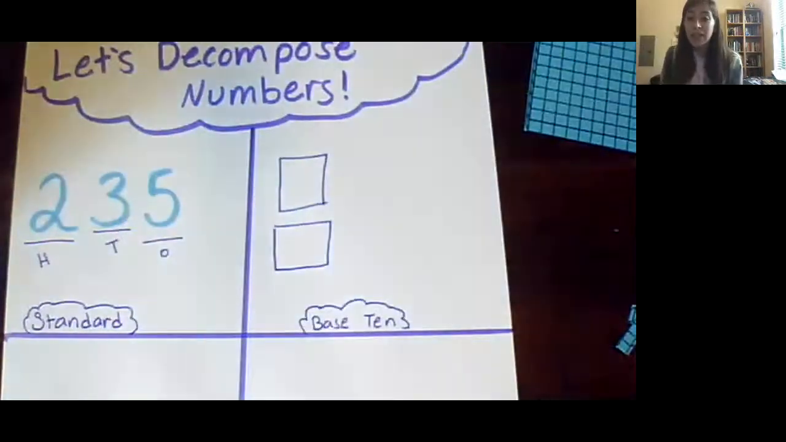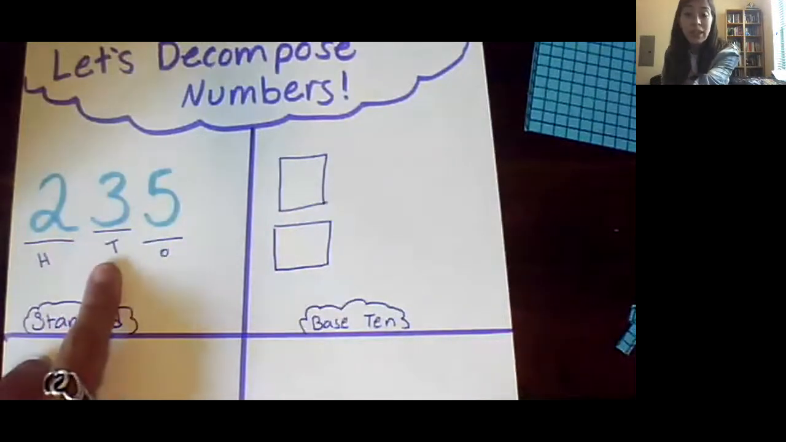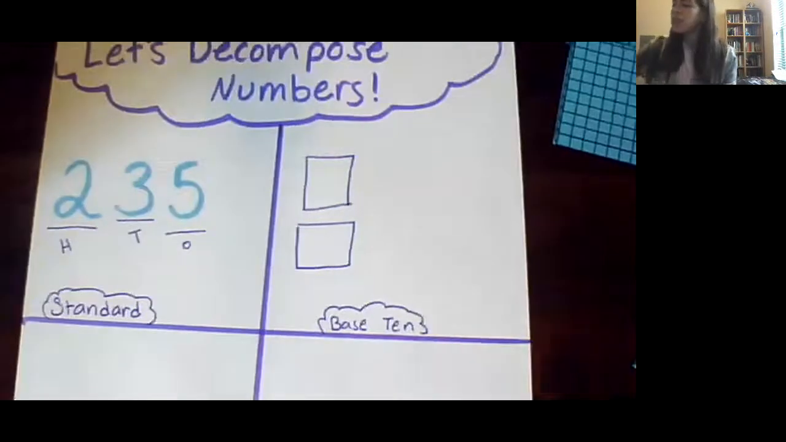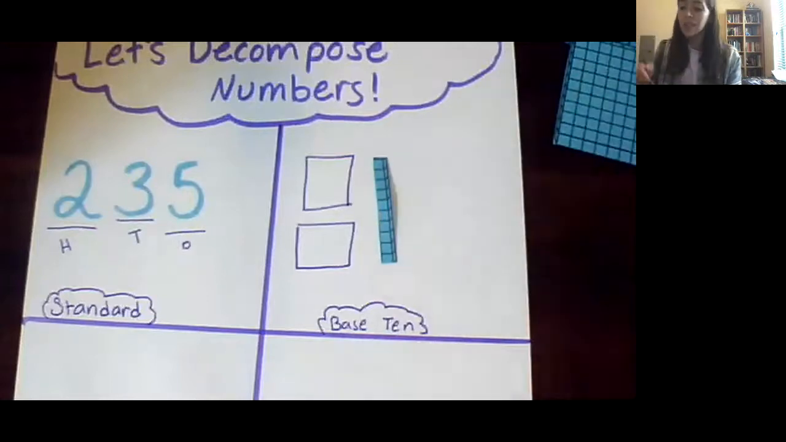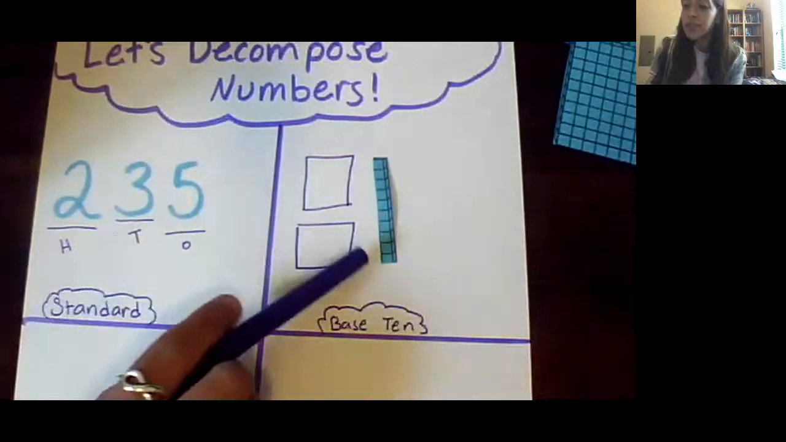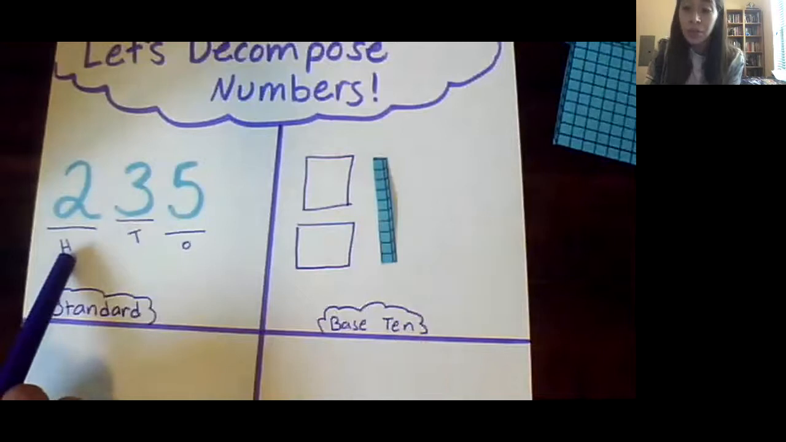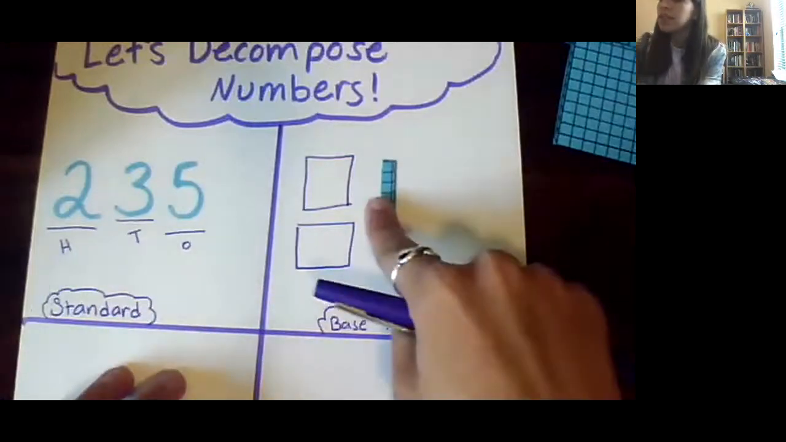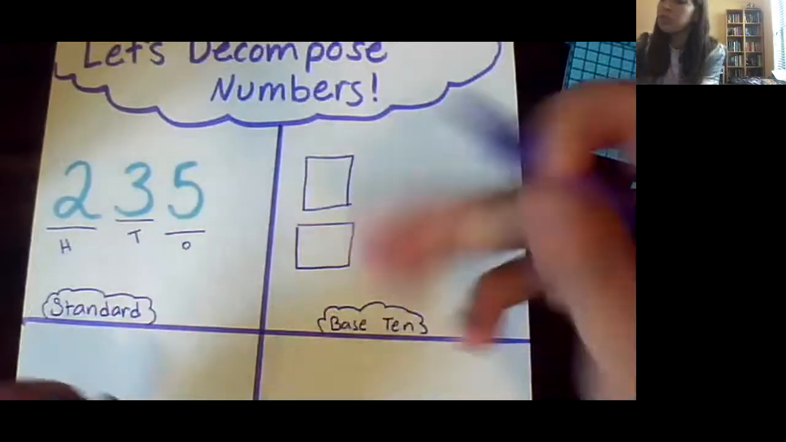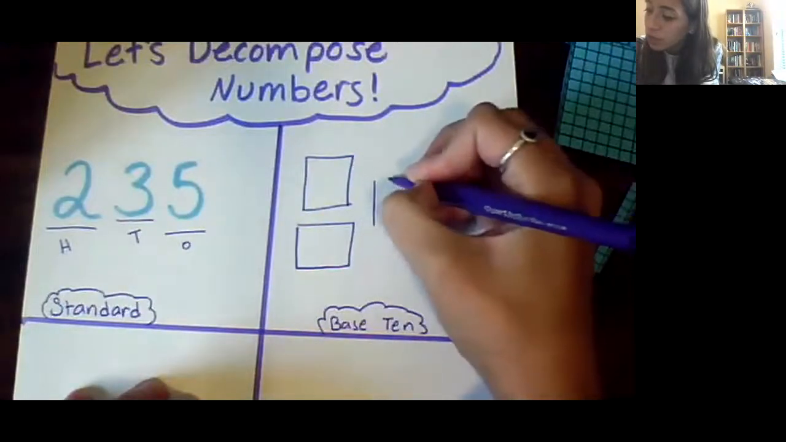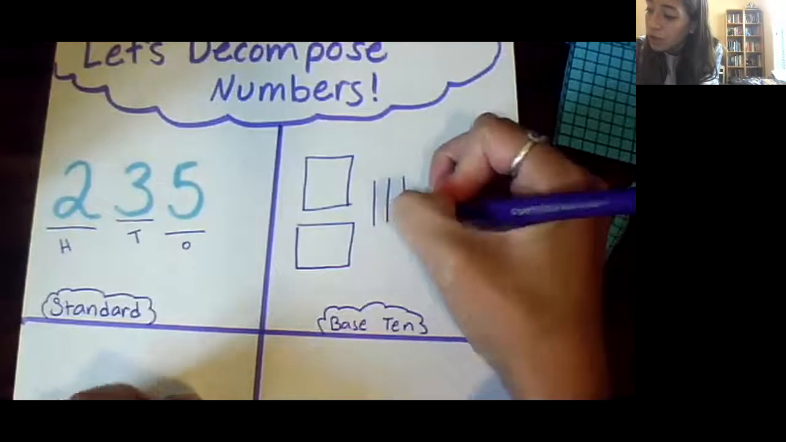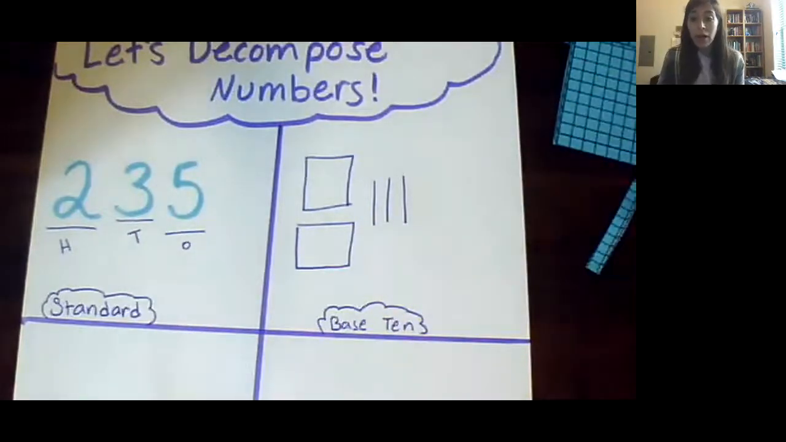Okay, next, let's look at the next value, the tens. So how many sticks of 10 are in the number 235? If you said 3, you're correct. There are 3 sticks of 10 in the number 235. So instead of drawing this, I'm just going to draw 3 lines down to symbolize my tens. 10, 20, 30. Okay, so we did our hundreds and our tens.